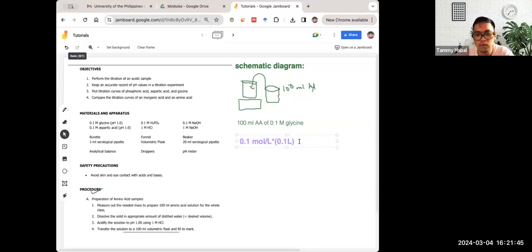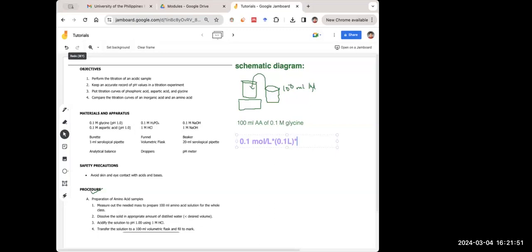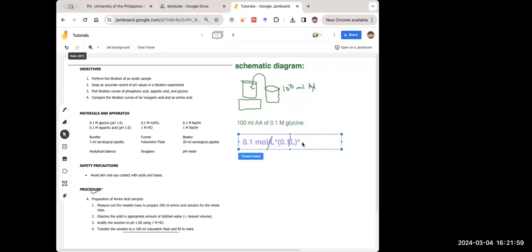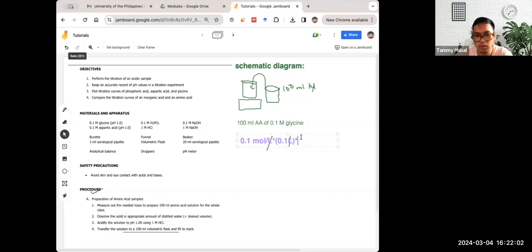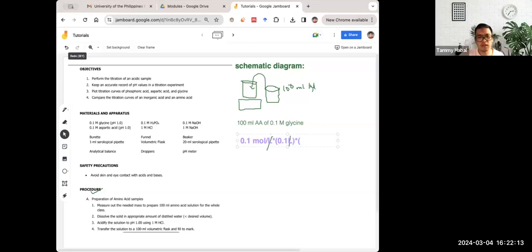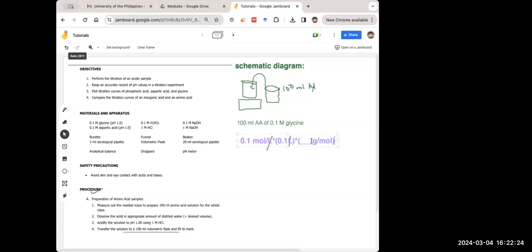Afterwards, you have to multiply it with, you have your moles na. Kasi in this case, this will cancel out, right? What will you multiply? You'll have to multiply with the weight of glycine, right? Per molar mass. So what's your molar mass? It's grams per mole, right? What's the molar mass of glycine?